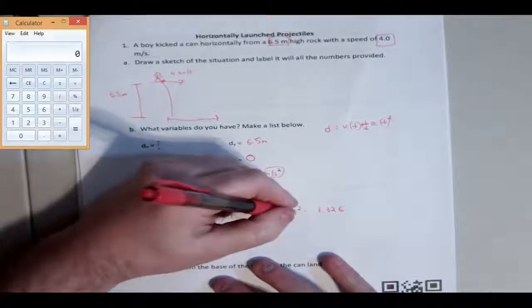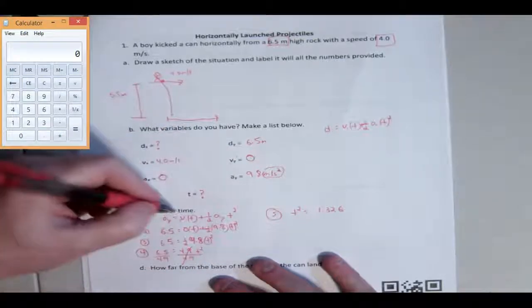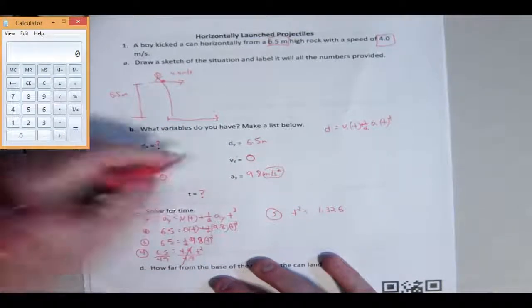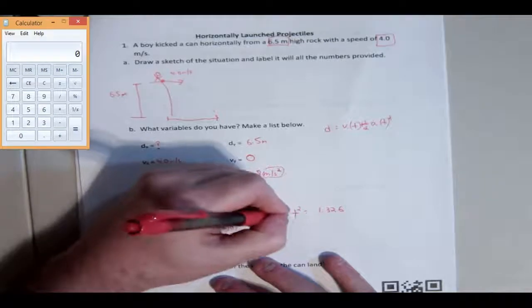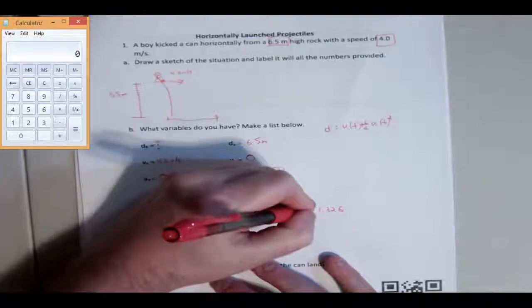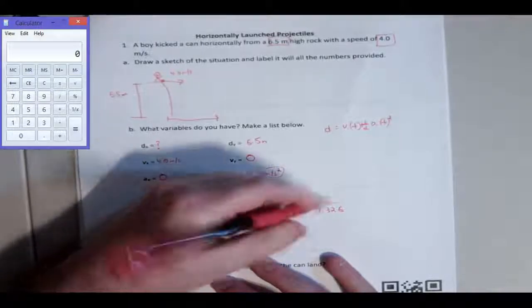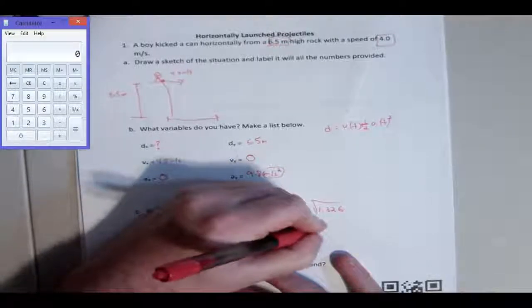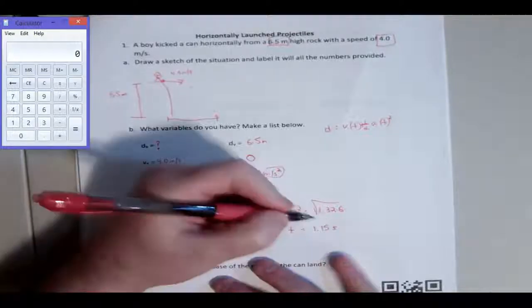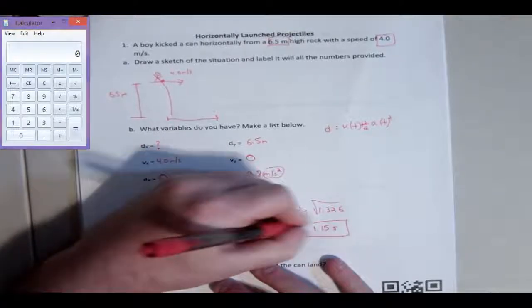Now, I want just time. I don't want time squared. It doesn't say solve for time squared, right? Solve for time. So what I have to do is I have to square root this side, which means I have to square root this side. So now my step 6, time equals about 1.15 seconds. So there, I'm going to box my answer so it's easy to find.